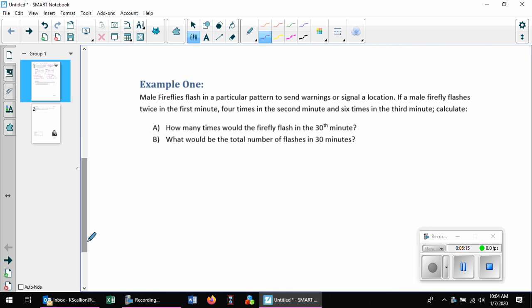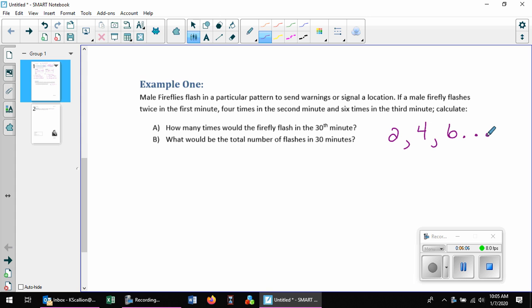Male fireflies flash in a particular pattern to send warning signals or signal locations. If a male firefly flashes twice in the first minute, four times in the second minute, six times in the third minute. Sometimes when it's put into words, I'm going to write it out so I can see the sequence. That's what the sequence is. You guys agree with me? And it's arithmetic because we're adding two every time, right? We're not doubling it, because the four would double to eight. That's geometric, we haven't done that yet.